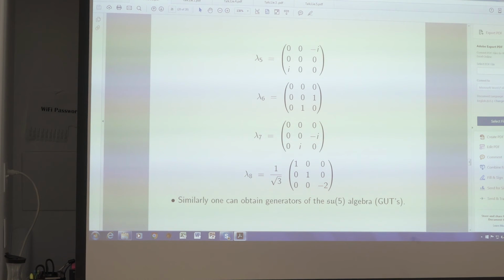Later, when we look at the Dynkin diagrams of SU3 and study the Cartan matrix, you'll see that the Cartan matrix has 2 along the diagonal, and this 2 is related to this. Okay?